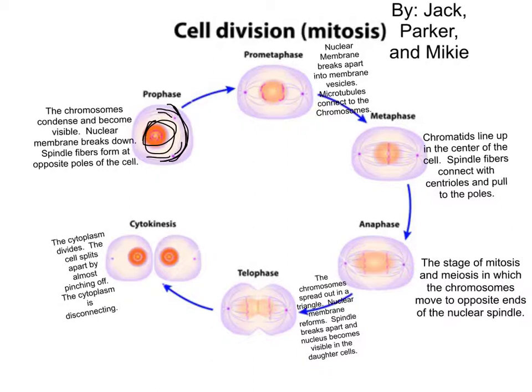Then to the next phase, prometaphase. The nuclear membrane breaks apart into membrane vesicles. Microtubules connect to the chromosomes.